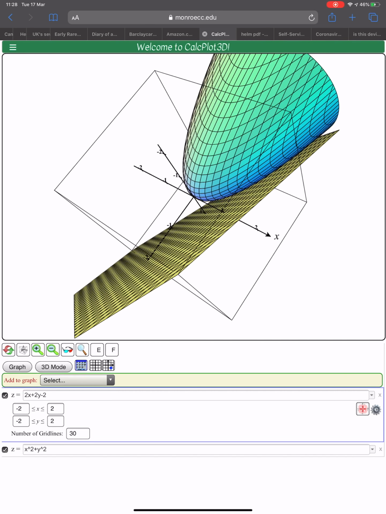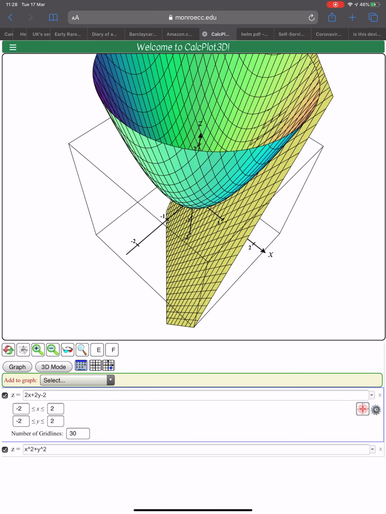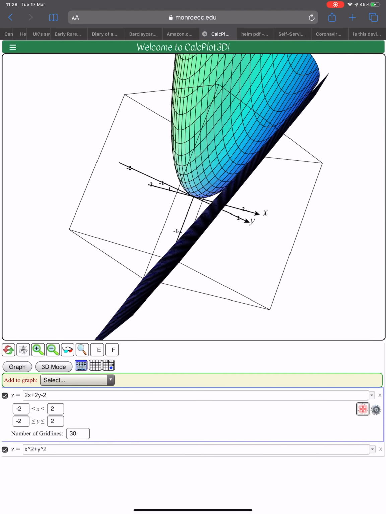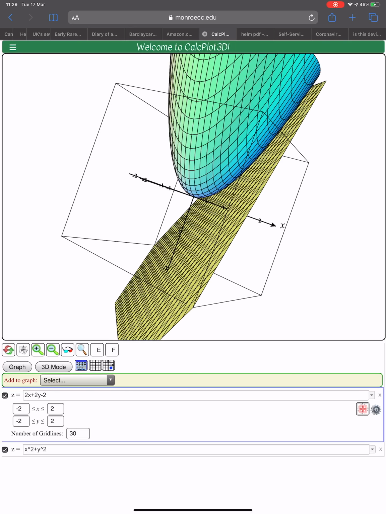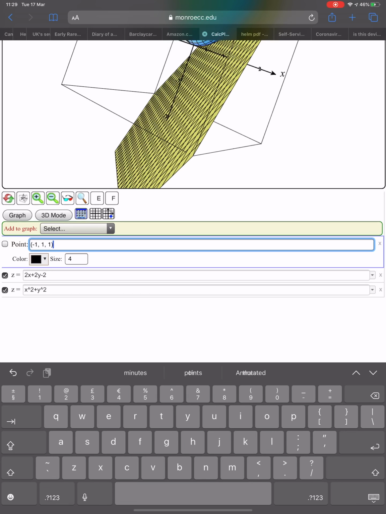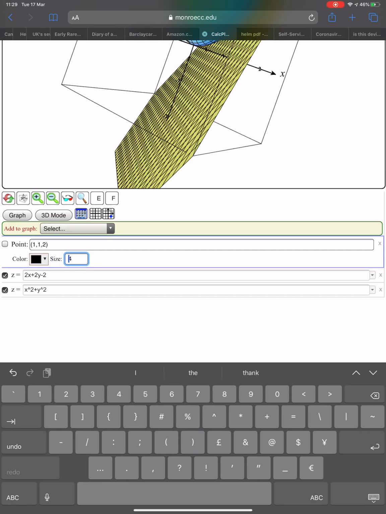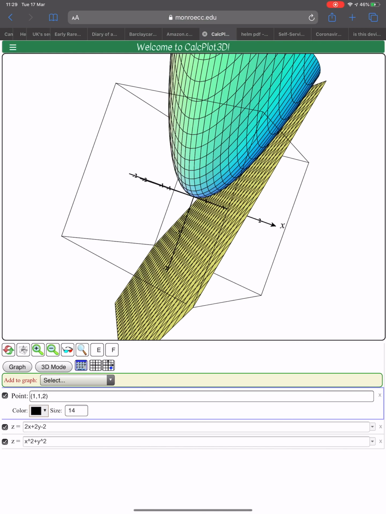It's quite good fun. I mean, this is like airflow over the nose of an aeroplane. This is the sort of thing where this comes in, with tools and all sorts of things. I'm sure you'll have some fun in engineering with these. Right, the point that I need to do, add a point, 1, 1, 2. Oh, nearly got it right first time. 1, 1, 2. And let's make this really big. 14, seeing as it's there. We'll be able to spot it then.